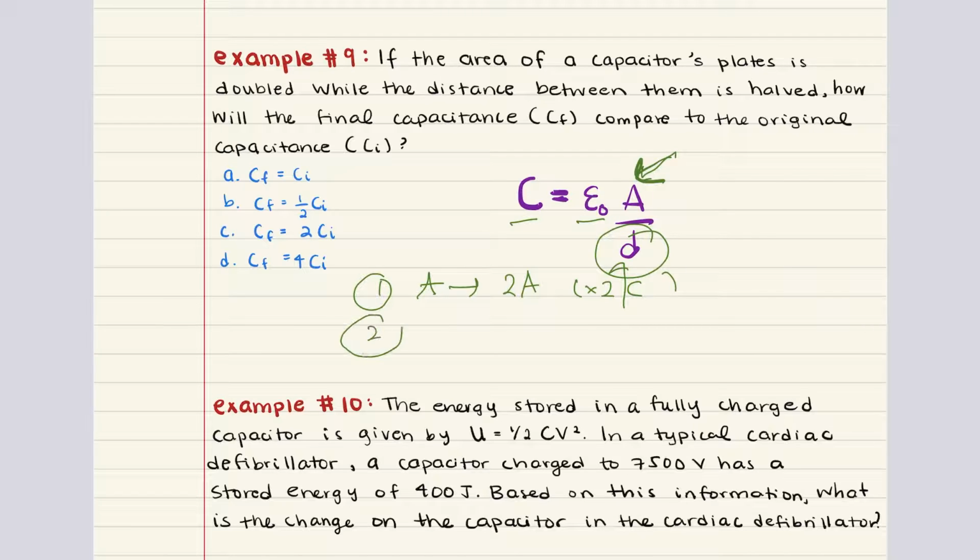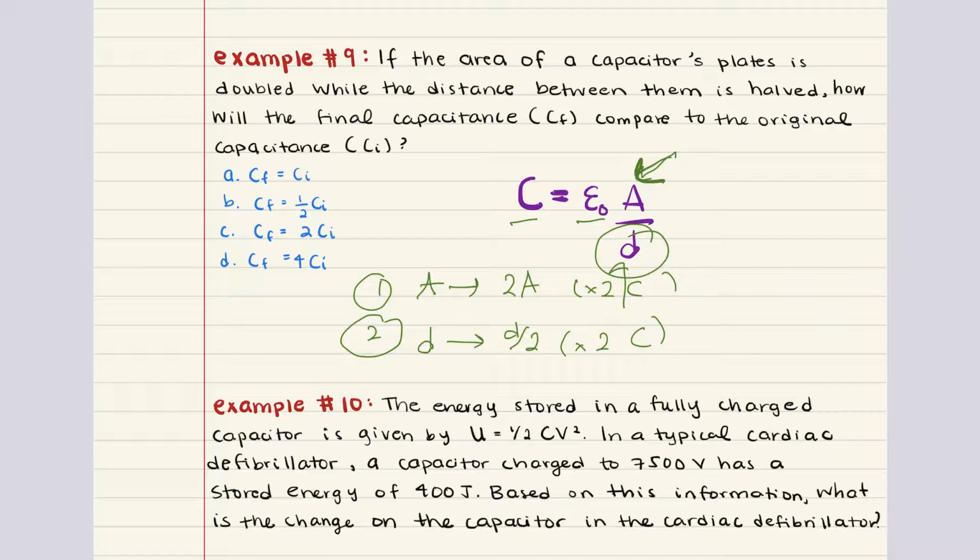We also change the distance between the plates. That distance is cut in half. So if the original distance was D, the new distance is D divided by 2. Since capacitance is inversely proportional to the distance, cutting the distance in half is going to double the capacitance. And so now we can combine the effects.